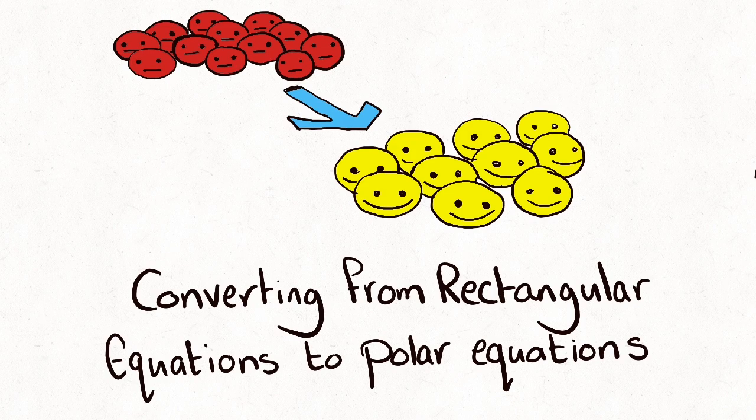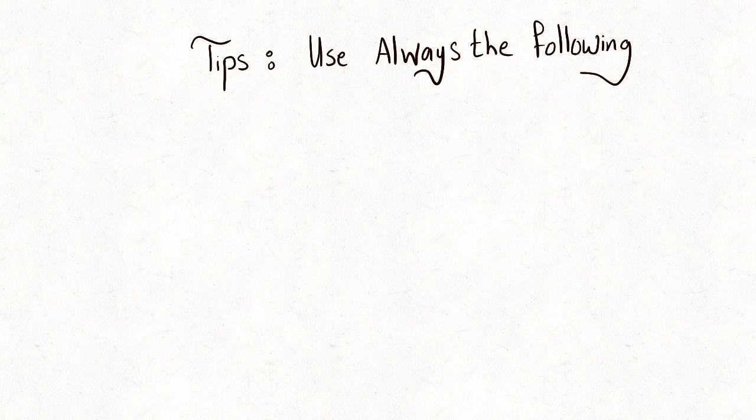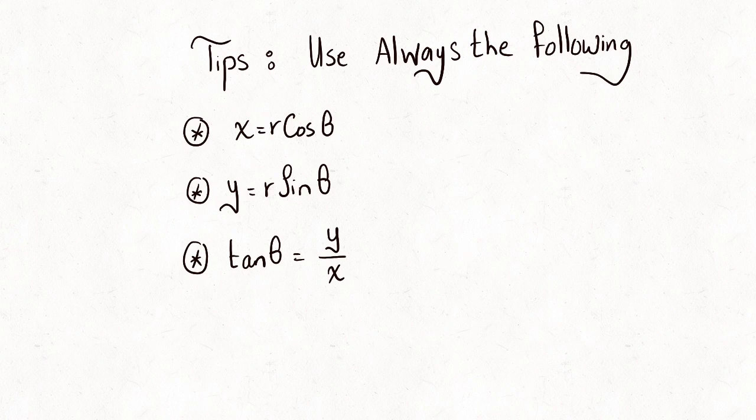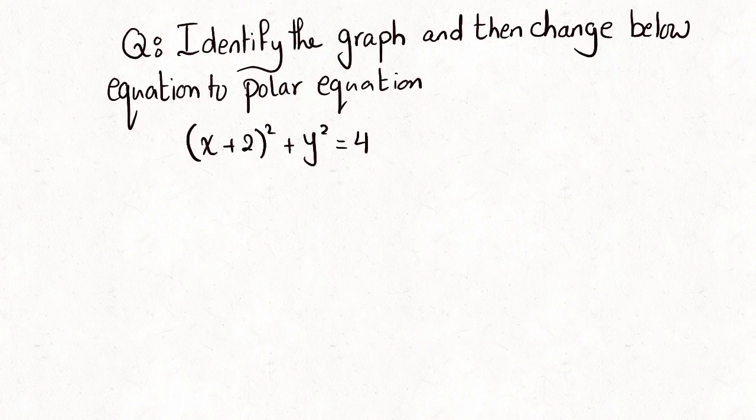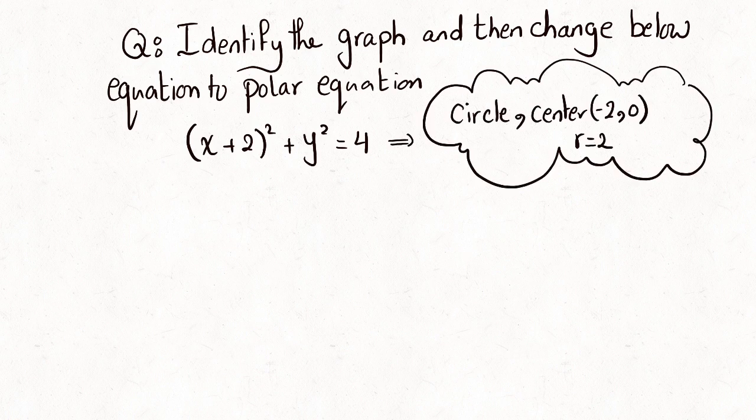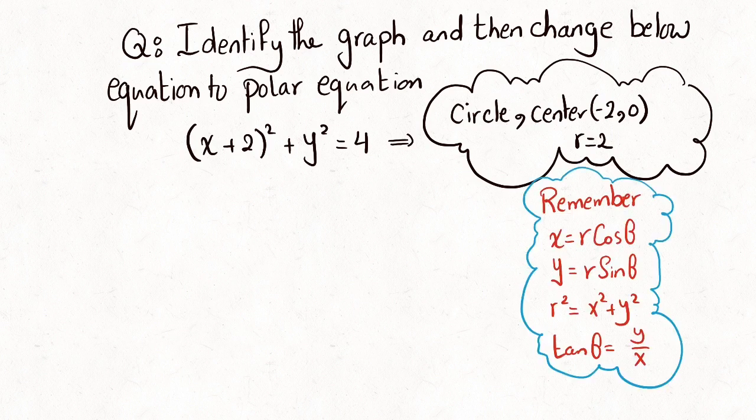Converting from rectangular equations to polar equations. To do so, you will use the following facts: x equals r cosine theta, y equals r sine theta, tan theta is y divided by x, and r squared equals x squared plus y squared. Converting and identifying the graph of the below equation. The rectangular form is (x plus 2) squared plus y squared equals 4. This is a circle with center (negative 2, 0) and radius equal to 2.